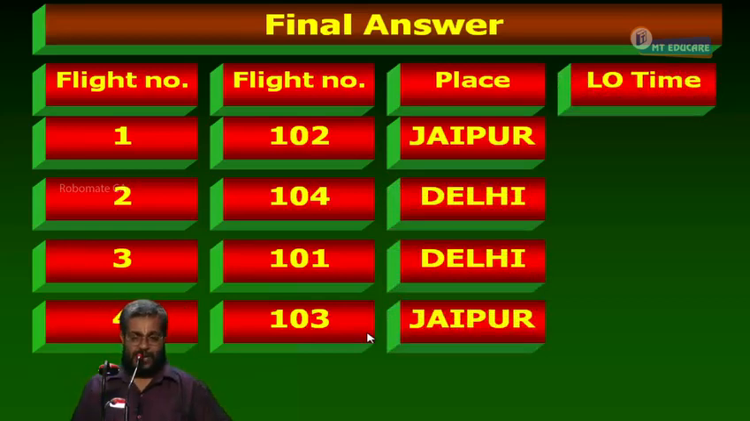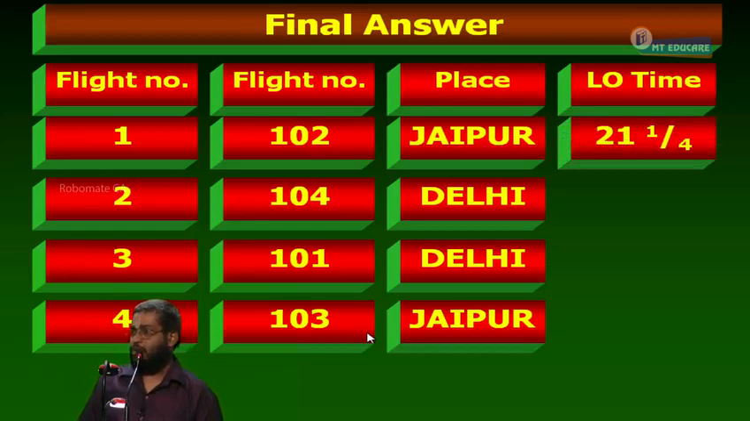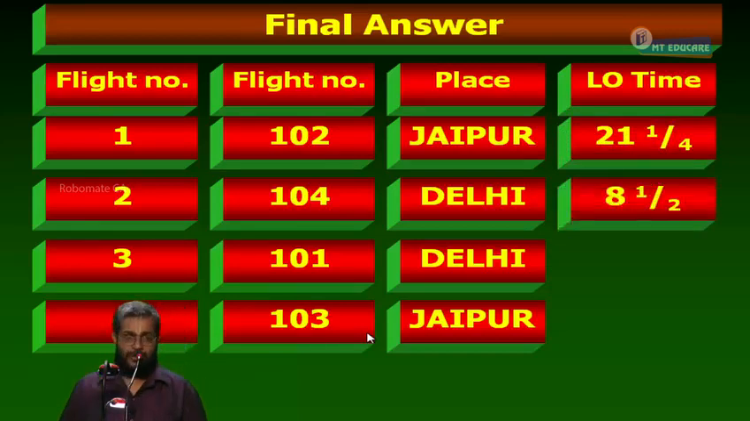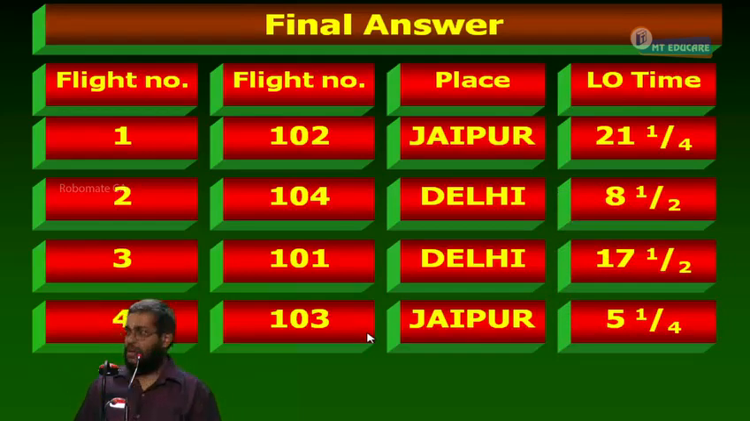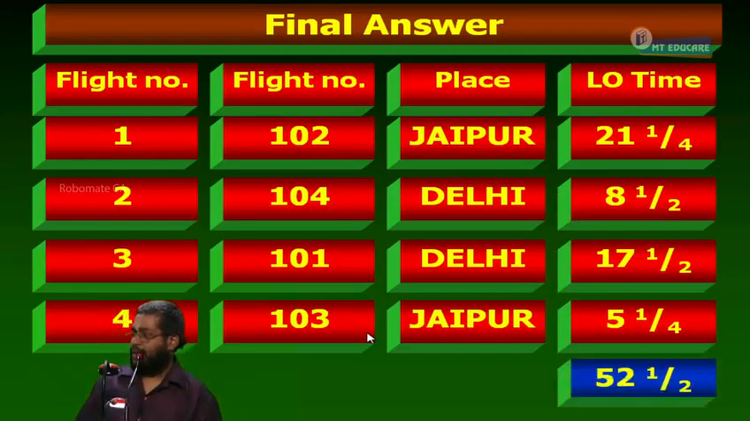Yellow time is layover time here. What is 1 and 102 layover time? 21, 1 by 4. 2 and 104, what is the layover time? 8, 1 by 2. 3 and 101, what is the layover time? 17 and a half. 4 and 103, it is 5, 1 by 4. If I total, I'll be getting 52 and a half hours as the total layover time.